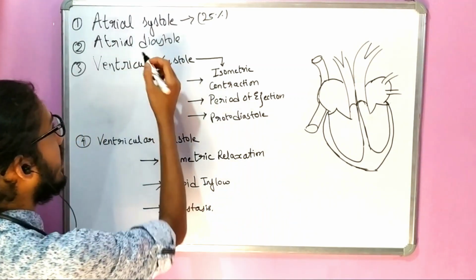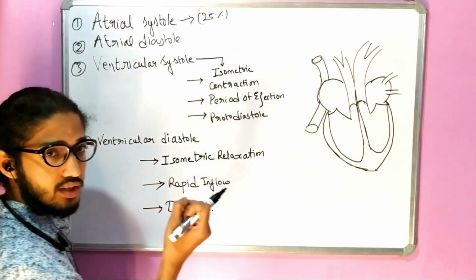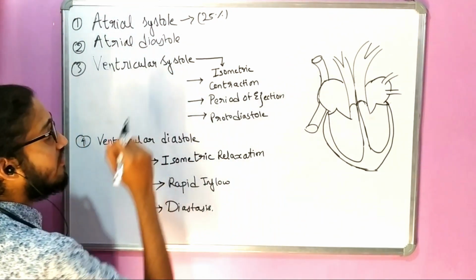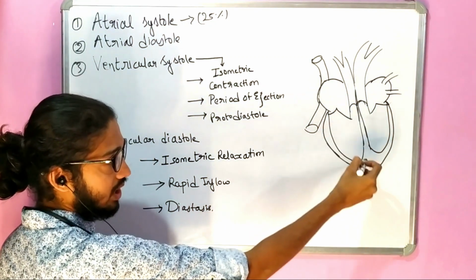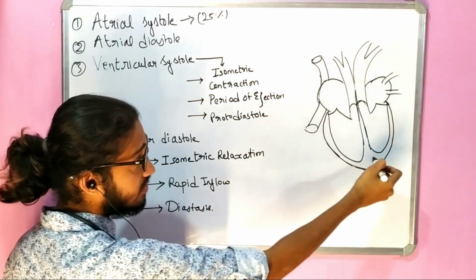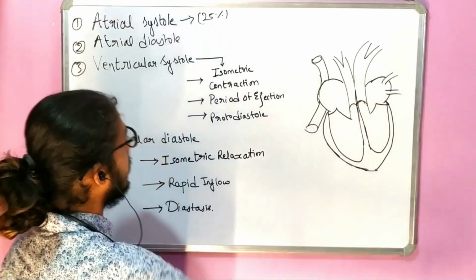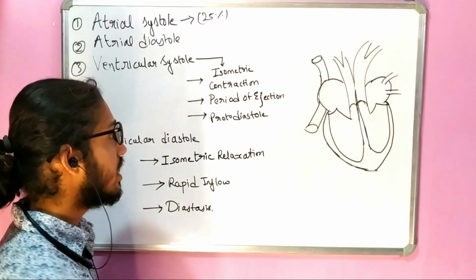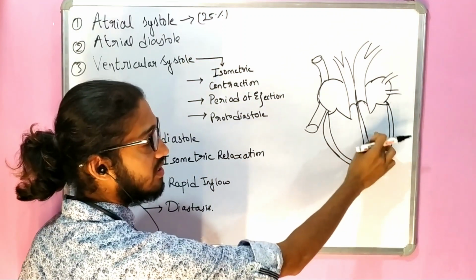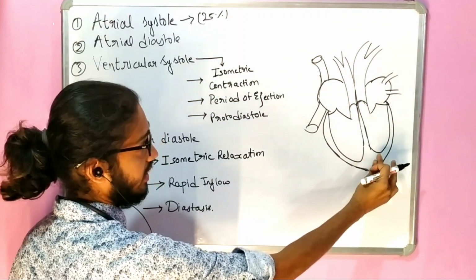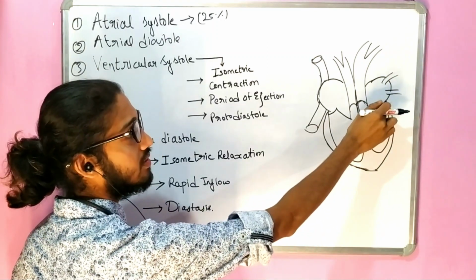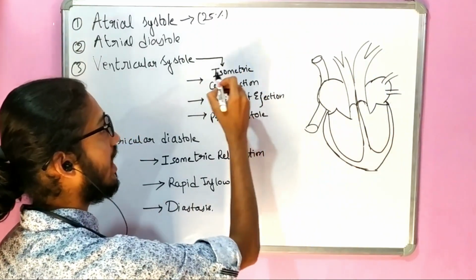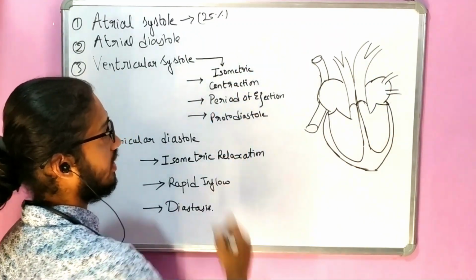Okay, now atrial diastole, post atrial systole, the atrial muscle starts relaxing. Okay, what happens in ventricular systole? Once the SA node electrical impulse reaches the ventricular musculature, the first thing that happens is isometric contraction. That is, your entire ventricles after filling up start contracting, and due to this, this wall shuts down and produces the first heart sound. That happens during isometric contraction.